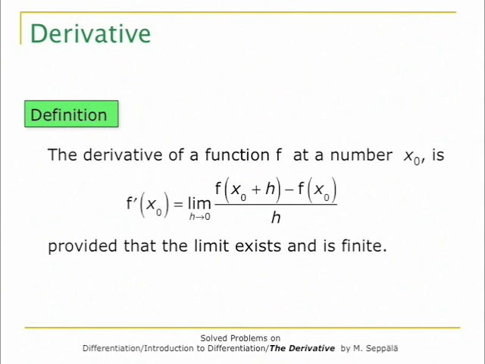We solve these problems by the definition of the derivative. I remind you that the derivative of a function f at x0 is the limit of f at x0 plus h minus f at x0 divided by h as h approaches 0. We of course assume that the limit exists and is finite, otherwise the function f does not have a derivative. We use this definition in the problems that follow.